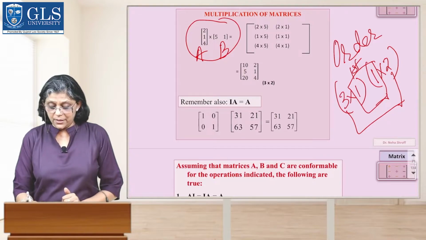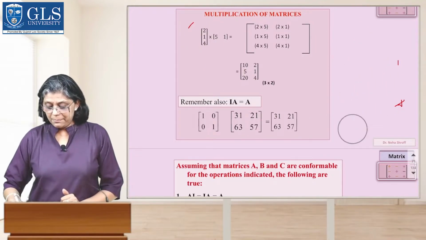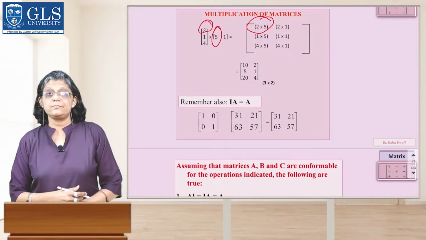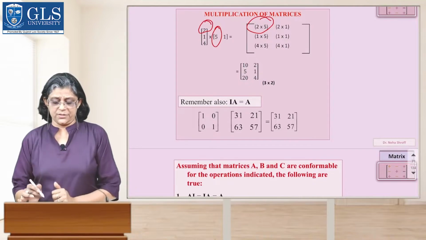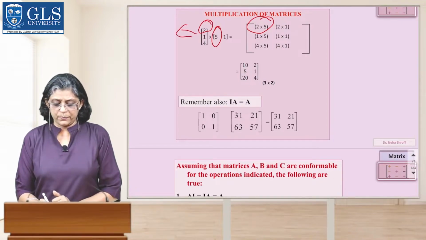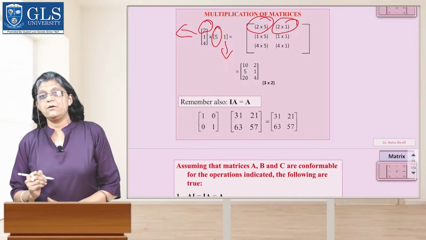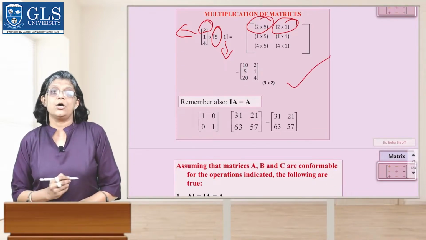So you are seeing here that when I multiply this thing, what answer do I get? First row, first column is this value. Only one value in the second matrix. First row, second column, again this thing. So my resultant matrix is 3 cross 2.